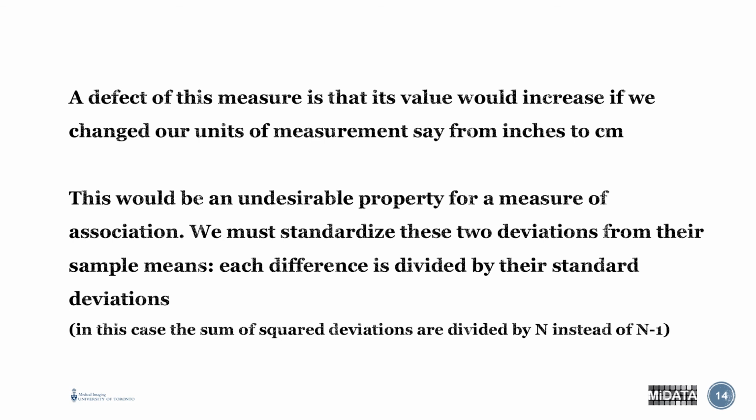So, as we've seen before already, we must standardize these two deviations from their sample means. Each difference then is simply going to be divided by their standard deviations. Now in this case, you'll note that the sum of squared deviations are going to be divided by n instead of n minus 1. If you remember when we were calculating the variance, we divided by n minus 1, and we explained why we were doing that for an unbiased measure.